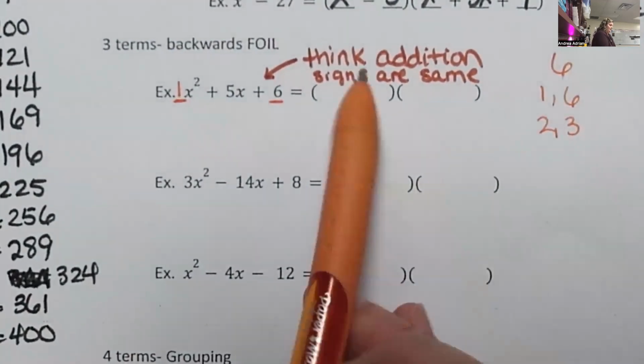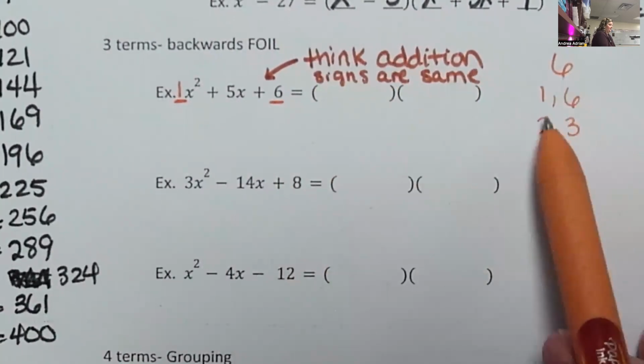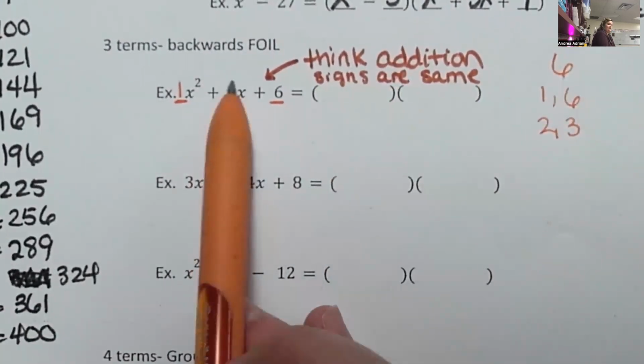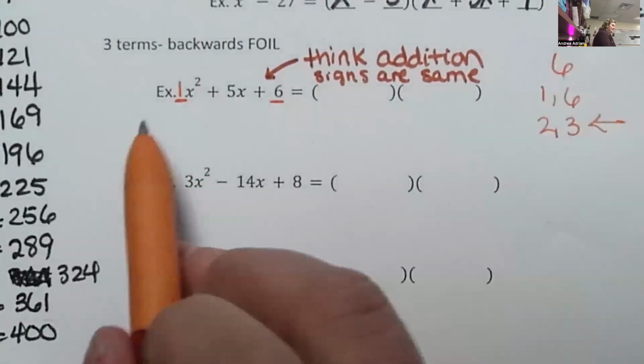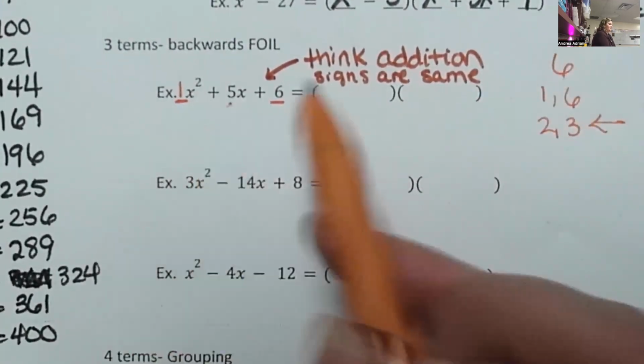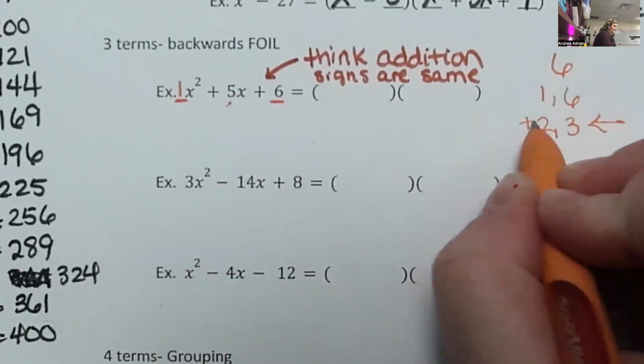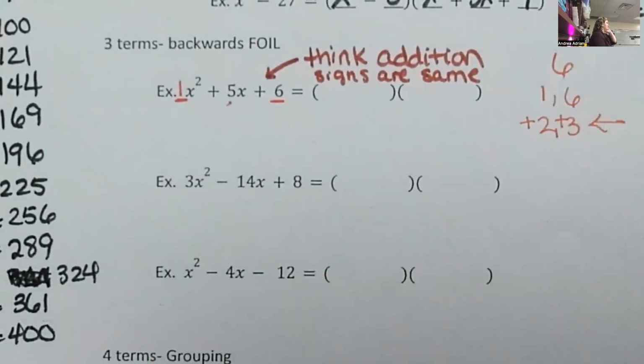Okay. I need to think addition. Which factor of 6 adds to get me this middle term here? 2 and 3. Now I need to get to a positive 5. So this 2 needs to be positive and the 3 needs to be positive. Agreed? 2 plus 3 is 5.